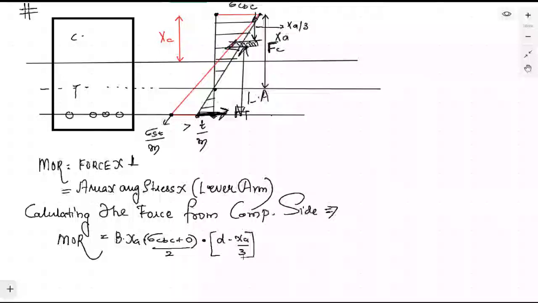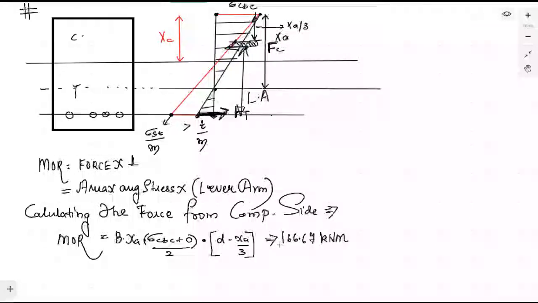So what you have to do is just put the values. All the values are with you. XA you have already calculated. Sigma CBC value is with you. B is with you. You have to just put the values and get the answer. When you calculate, this answer will be around 166.67 kilonewton meter. This will be the moment of resistance.